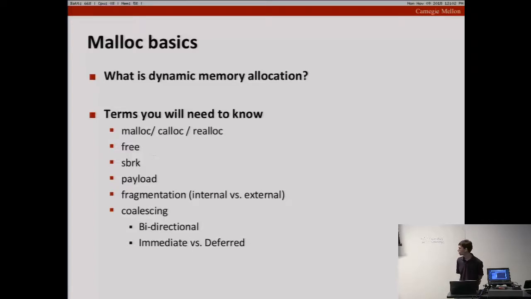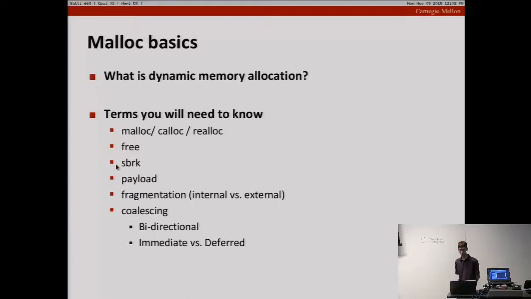Then there's free. Free is the function that, once you're done with some memory, you give back the pointer that malloc gave you, and then free lets the malloc implementation know that it can allocate that memory for you again in the future. Malloc and free are the big two functions you'll be writing.